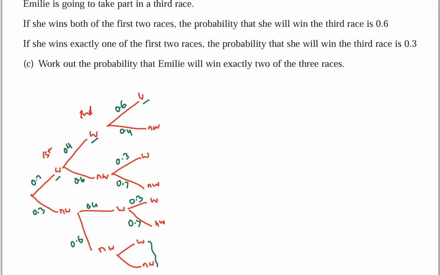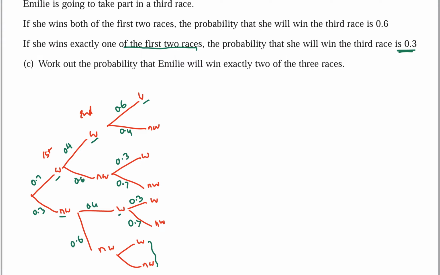Okay, and then if you start off from the win and then a not win and then a win, that would be 0.3. That would be this value, isn't it? She wins exactly one of the first two races. So she's won the first one, the second one she's not won, the third one she's going to win, so that probability is 0.3. And obviously the not win is going to be 0.7. And then if you look at the final one, not win, and then a win, she's won one of the first two races. So once again 0.3 and 0.7.